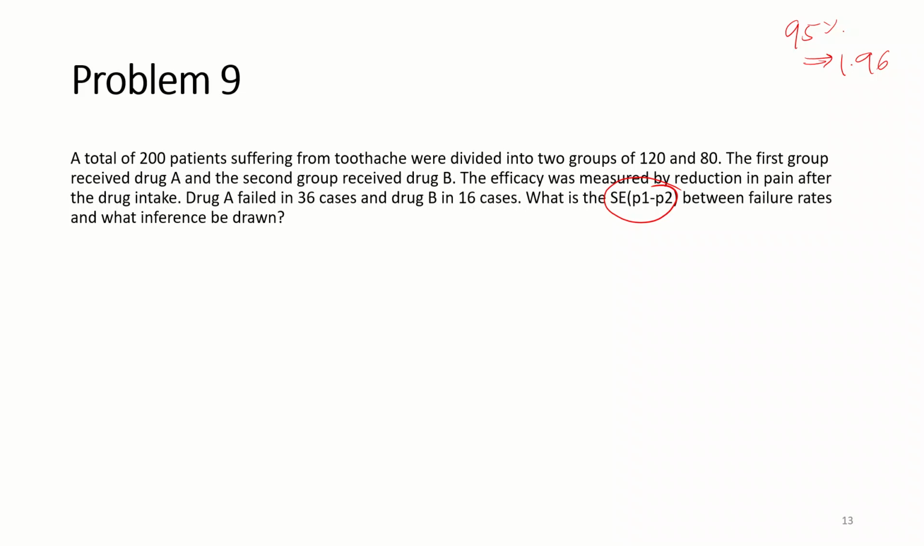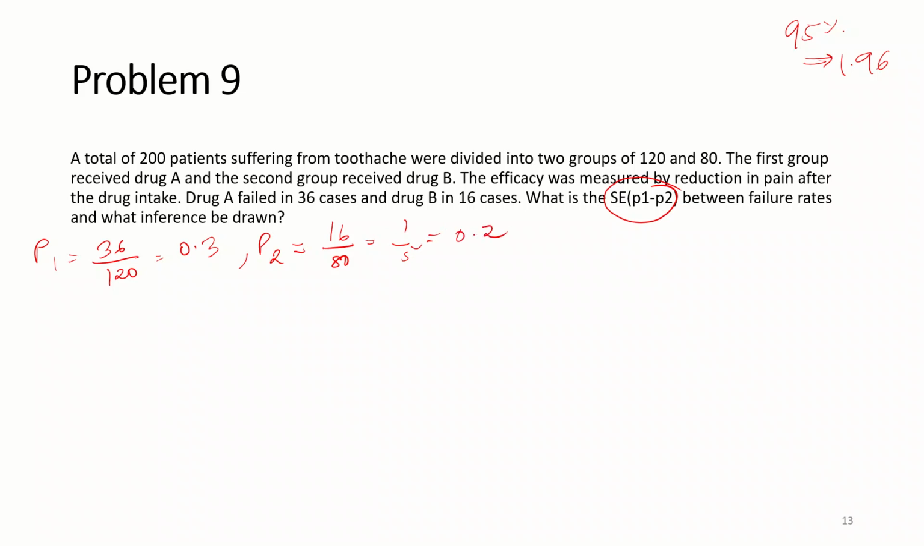Okay, so first we will find P1, the probability of group 1. So P1 will be 36 divided by 120, which is around 0.3, and P2 is 16 by 80, which is 1 by 5, or 0.2.